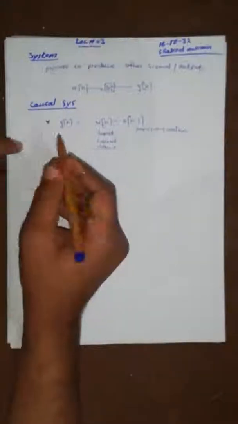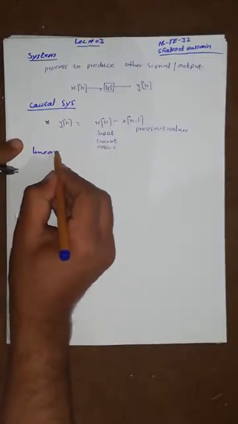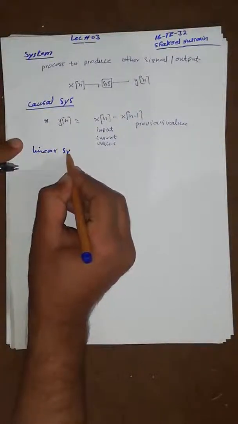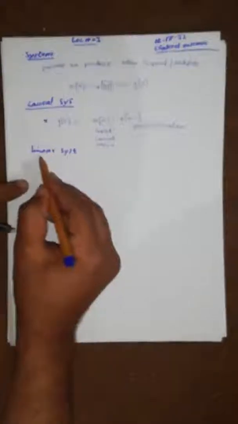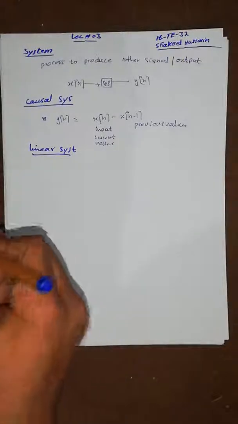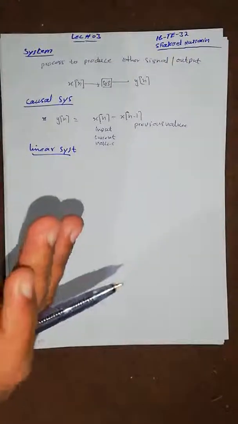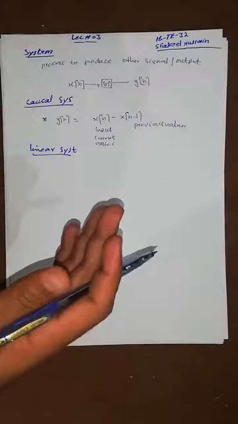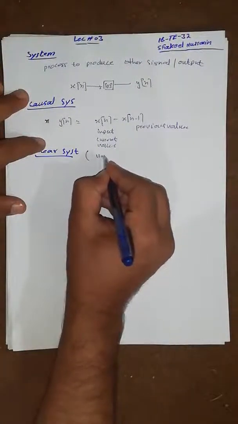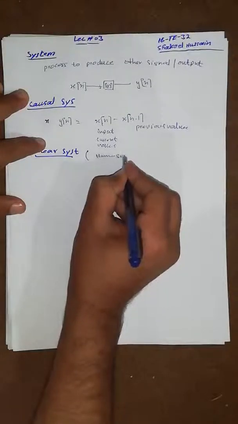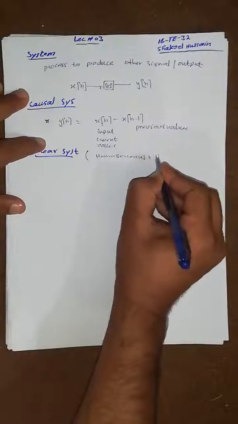Second one is the linear system. What is a linear system? A linear system is a system which shows both homogeneous property and additive property, which is the combination of homogeneous plus additive property.